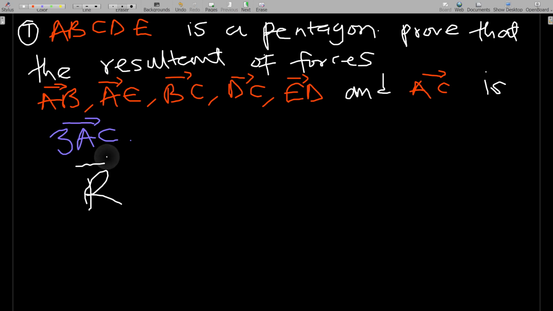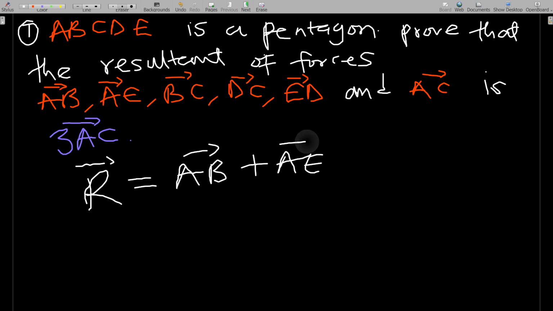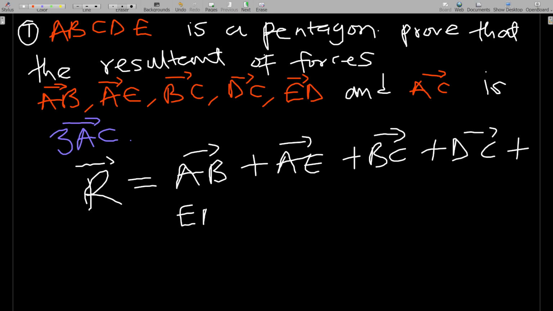So if you call our resultant vector R, then the resultant will be equal to summing all the given vectors: AB plus AE, plus BC, plus DC, plus ED, plus AC. These are the vectors given, so you are supposed to sum all of these, and that will give us the resultant.